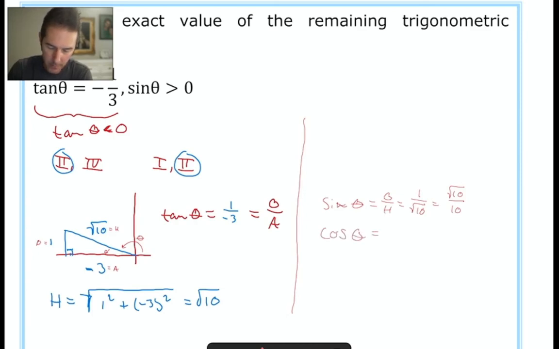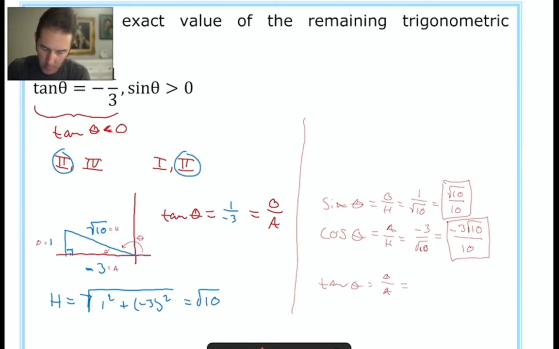The cosine of theta is equal to adjacent over hypotenuse, which is negative 3 over the square root of 10, which if you simplify or rationalize by multiplying by root 10 over root 10, again, you will get negative 3 root 10 over 10. Tangent we already knew. It was given to us in the problem. It's opposite over adjacent, which is negative 1/3. So we won't need to submit that as an answer.